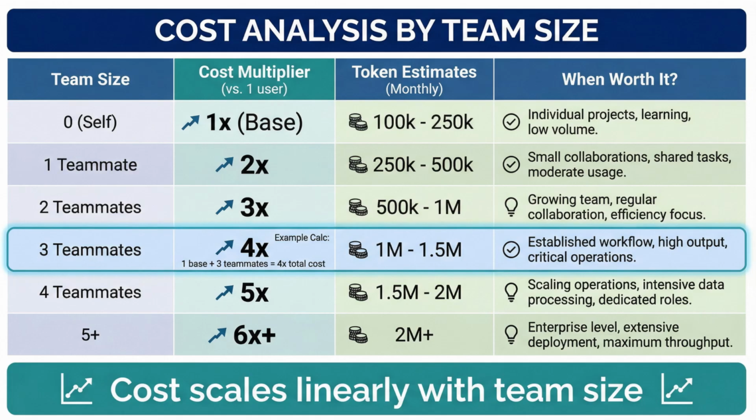Cost scales with team size because you're running multiple Claude instances simultaneously. 1 teammate is about twice baseline cost. 2 teammates is 3 times. 3 teammates is 4 times. 4 teammates is 5 to 6 times baseline. These are approximations. Actual cost depends on task complexity and agent activity. But the pattern holds. Each additional teammate roughly adds 1 baseline worth of cost because they all run in parallel.